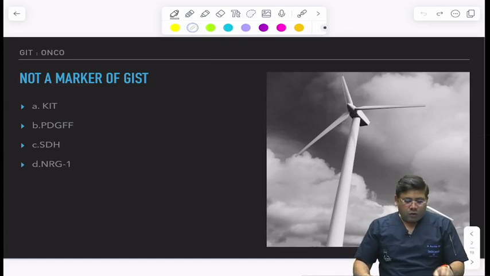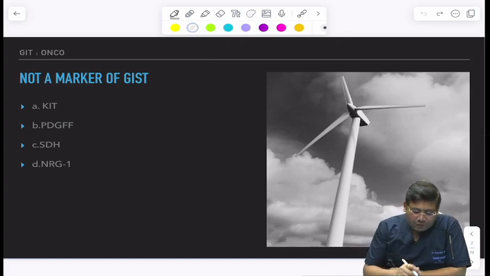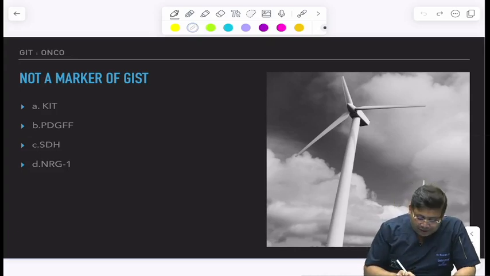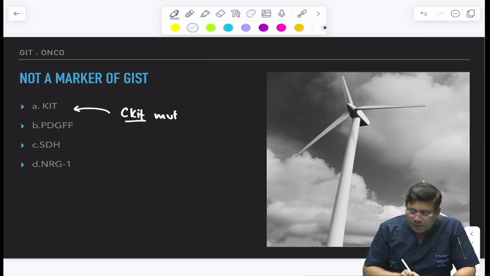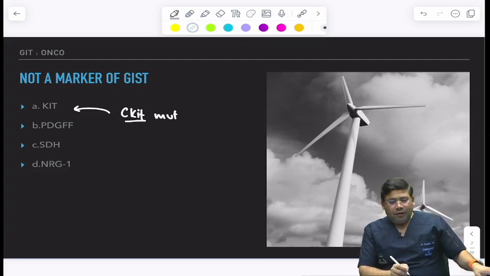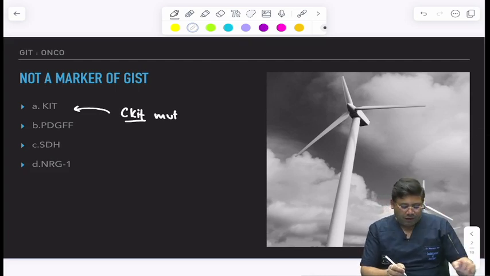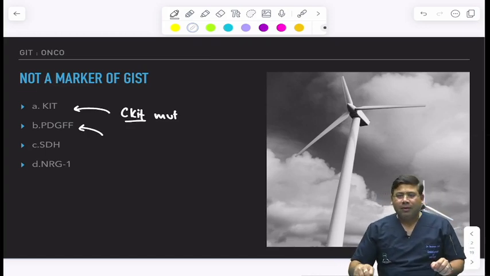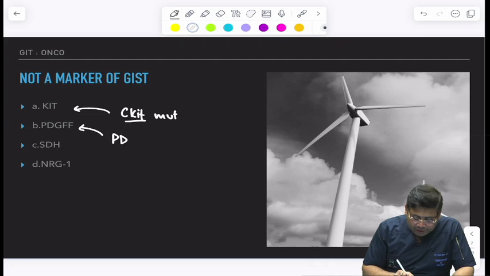Okay, so what is not a marker of GIST? This is a straightforward question. GISTs are associated with c-KIT mutation, and this is a standard marker for them. Then one more very important marker that we have is platelet derived growth factor alpha. This is again a very simple, straightforward marker.